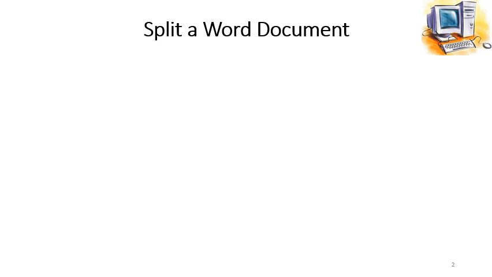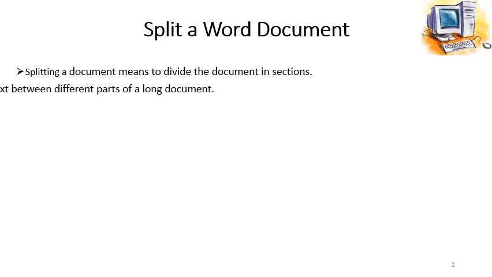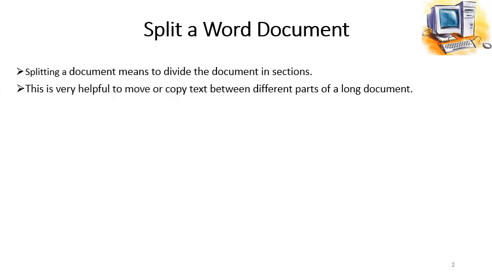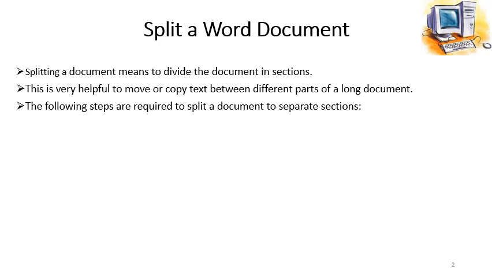Okay, split a Word document. Splitting a document means to divide the document into sections. So it is used to divide the same document into different sections. This is very helpful to move or copy text between different parts of a long document. The following steps are required to split a document into separate sections.